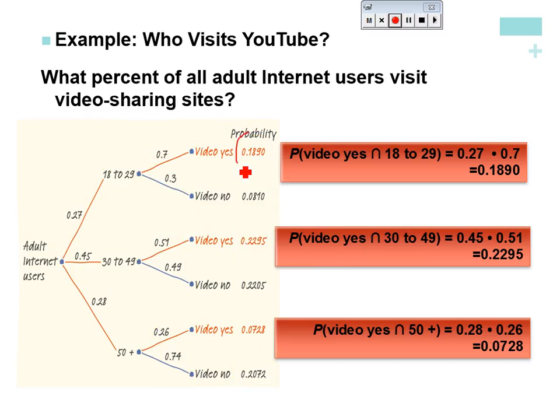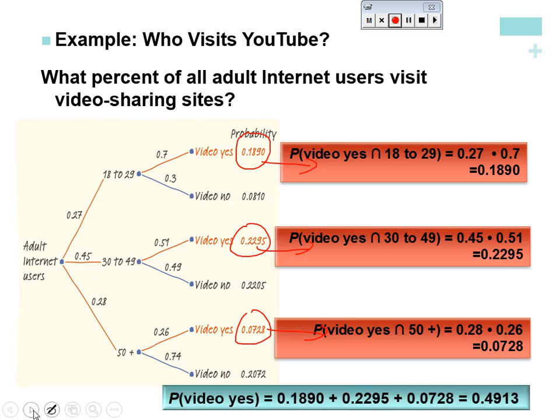So that's this group here, that's this group here, and that's this group here, and that's what these basically correspond to. And what I'm going to do with each of those probabilities is add those together, which comes out to be roughly about 0.4913. So roughly about 49.13% of adult internet users visit video sharing sites. So that's just another tree diagram use with some different things involving conditional probabilities and that general multiplication rule.